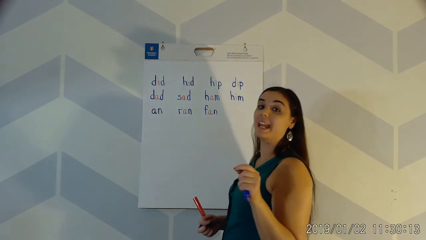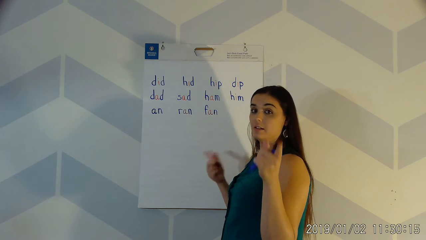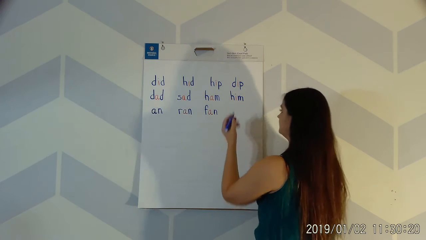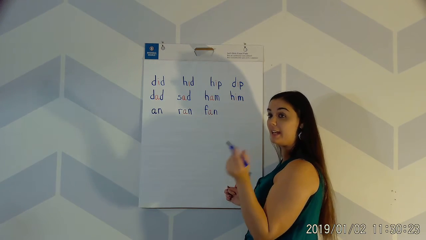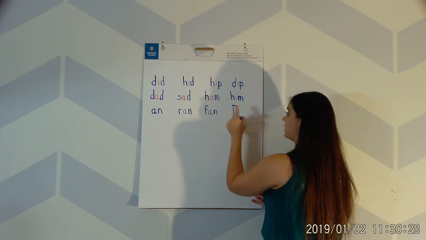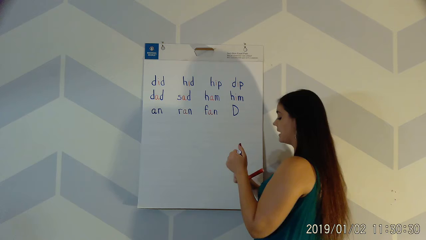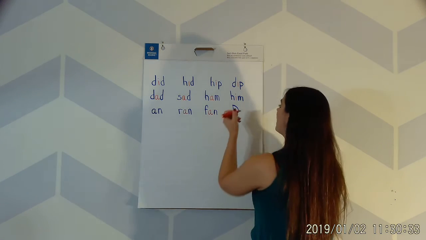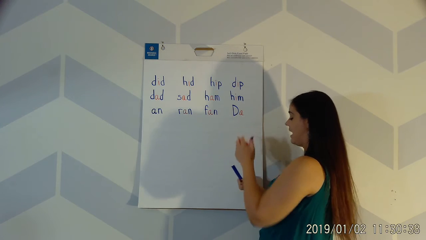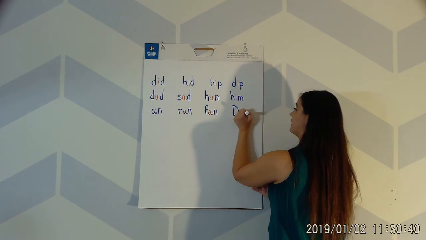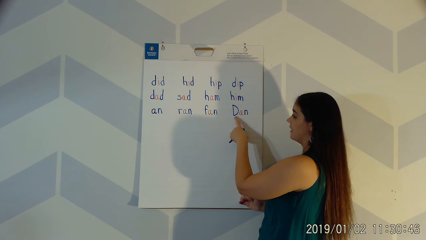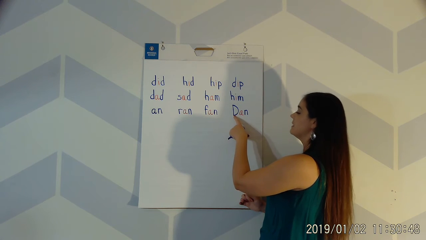Next word. Dan. Dan. Duh, a, n, Dan. Okay, so the word Dan is a name, so we're going to have to capitalize the first letter there. So that first sound was duh. So we need a capital D because it's someone's name. And then a. That was an A. Duh, a. And then N says n. So let's blend. Duh, a, n, Dan.